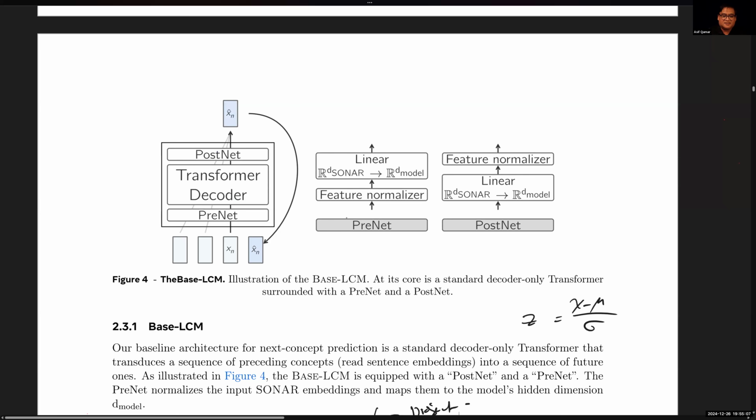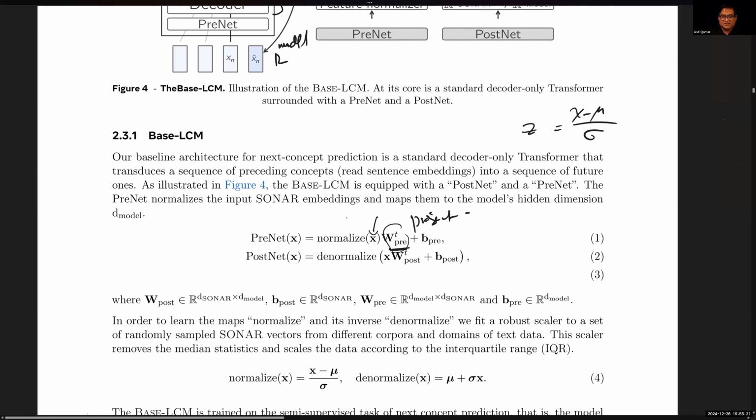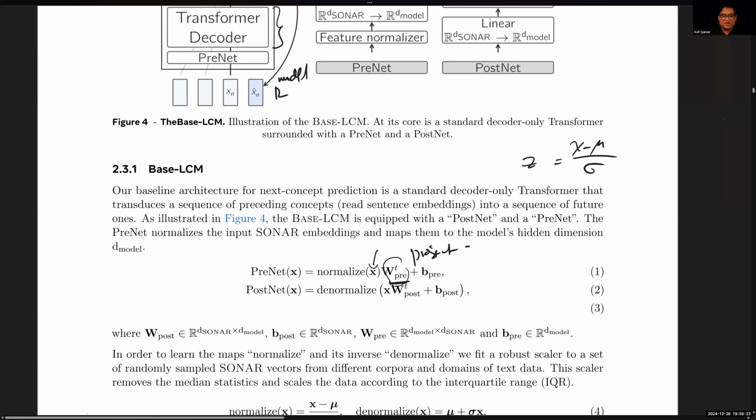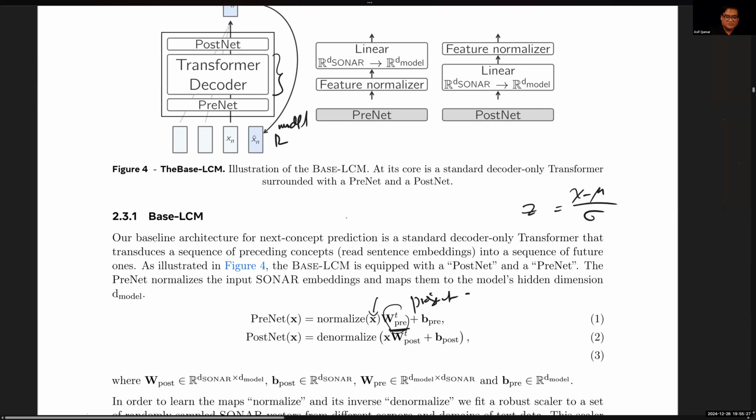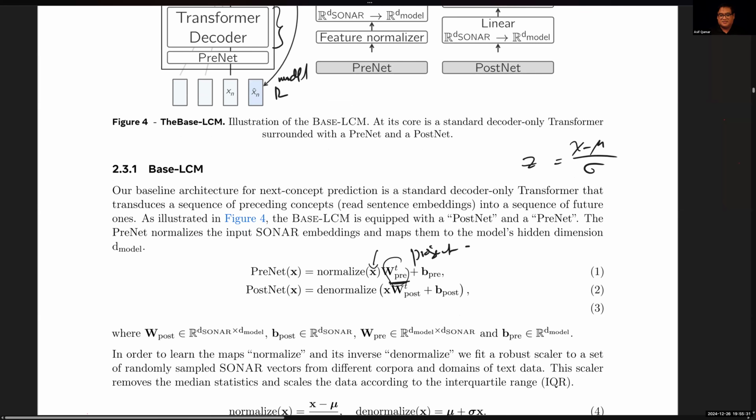So see, this concept vector goes in, it gets transformed to the transformer decoder space, whatever that space is. So suppose this produces a vector of dimension d_model. No, this is the Sonar. Post will go from Sonar to d_model. So yeah, this is it.